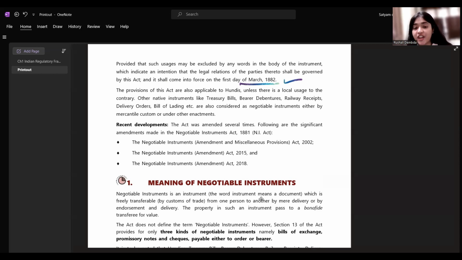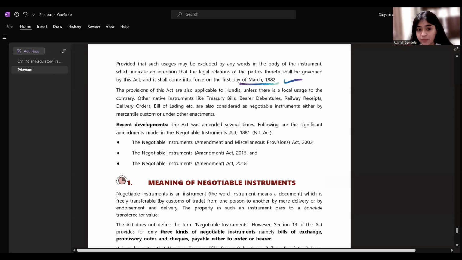Other native instruments like treasury bills, bearer debentures, railway receipts, delivery orders, bills of lading, etc., are also considered negotiable instruments, either by mercantile custom or under any other enactments. What they have said now is that treasury bills and bearer debentures, all these things will also be considered negotiable instruments, either by mercantile customs. By customs we mean goods sent out of India or received into India, right? That comes under customs. So treasury bills and bearer documents, all these different documents will also be considered under negotiable instruments.